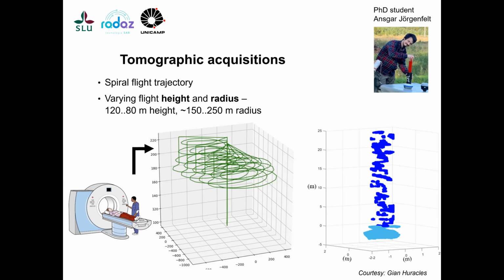So qualitatively, we see an extension of the root system. We have made this as a homogeneous volume, which is of course not true, but we don't have the spatial resolution to actually delineate the individual roots. So this is an assumption that we are making right now. And we have Ansgar Jorgenfeldt, who is also a PhD student working on this.